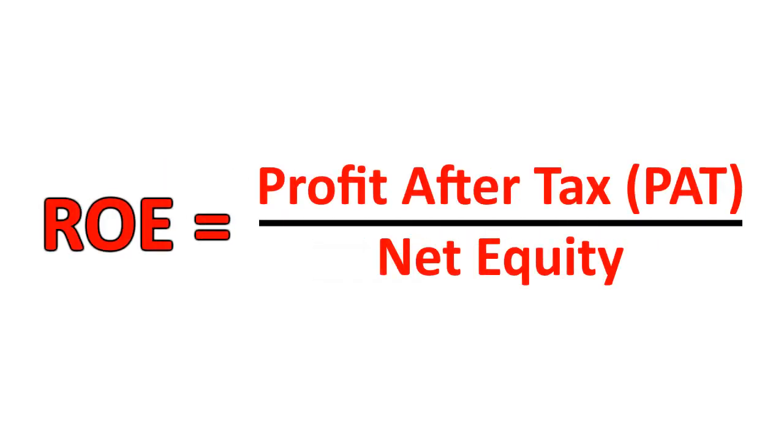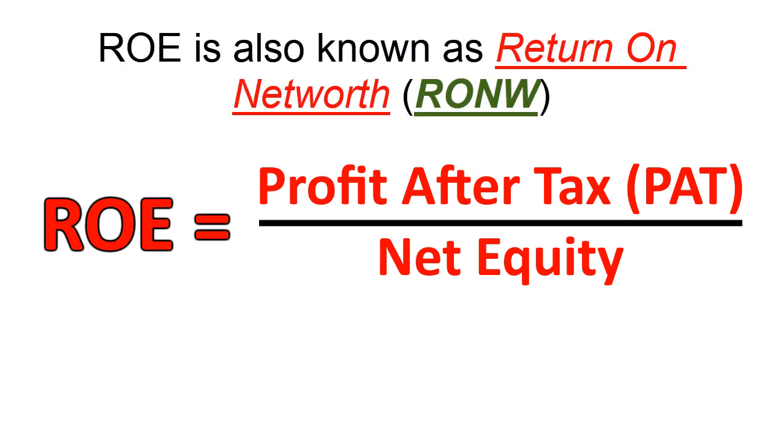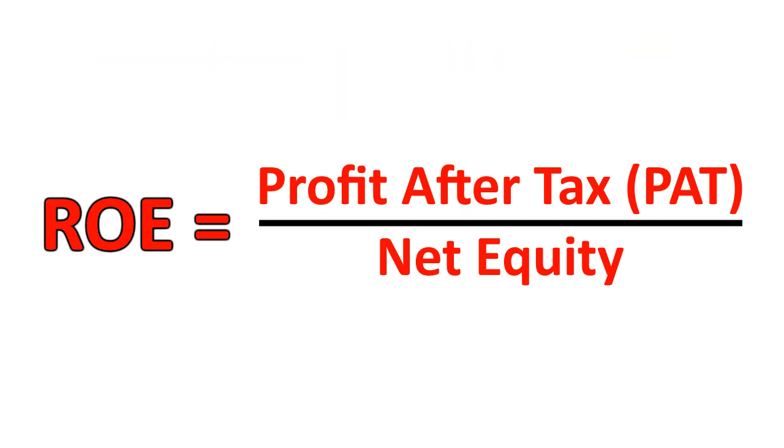To get ROE, we divide profit after tax of a business by its net equity. Net equity also means net worth of the business. Therefore, ROE is also known as Return On Networth or RONW. Keep in mind, ROE and RONW are exactly the same, with the exact same formula.